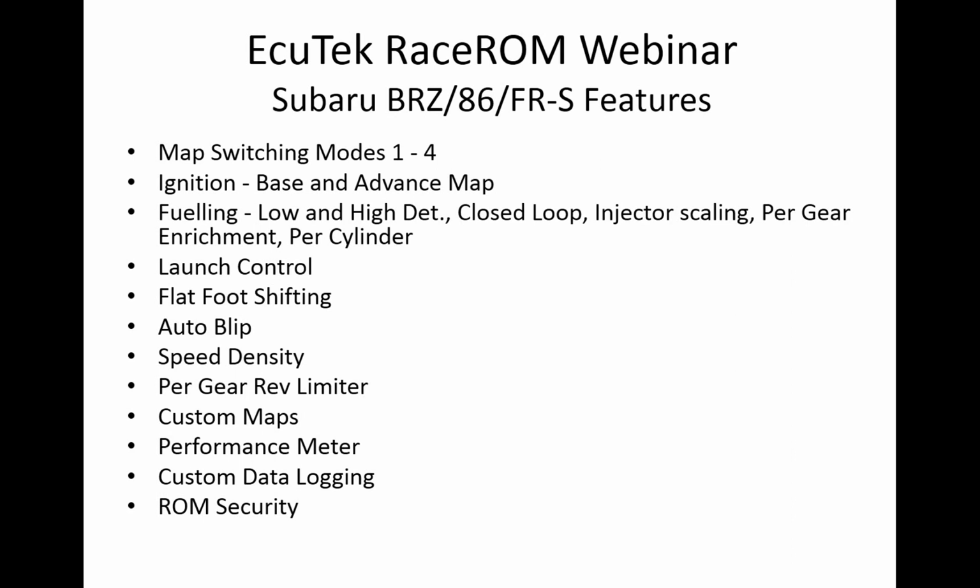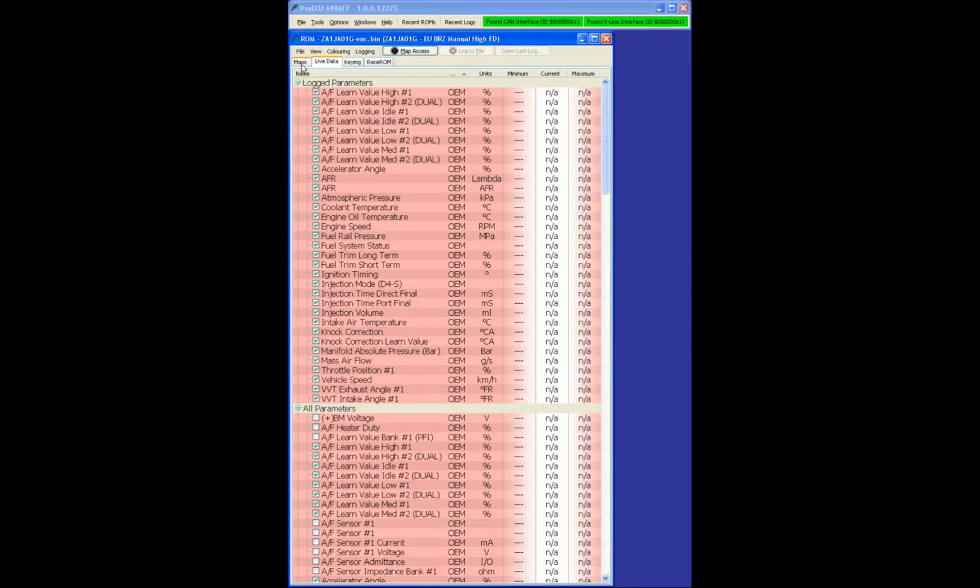This section deals specifically with the Subaru BRZ, Toyota 86 and Scion FR-S. EcuTek, we have our own development vehicle. It is, so drag and drop the ROM here. It is a Toyota version, Toyota 86.